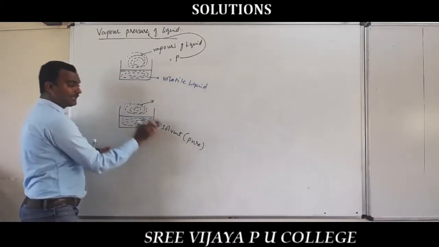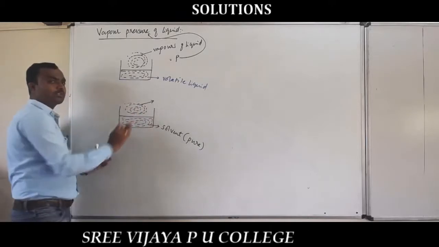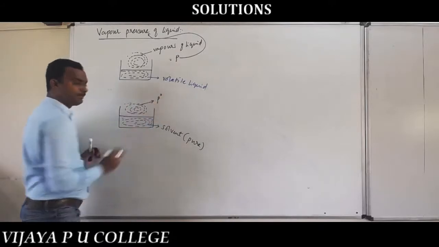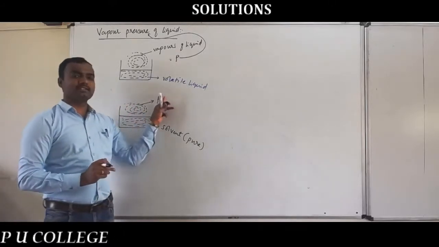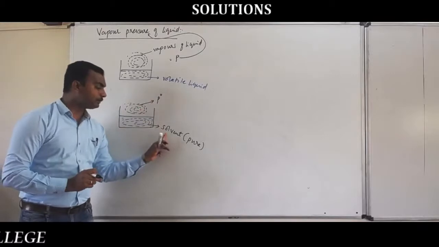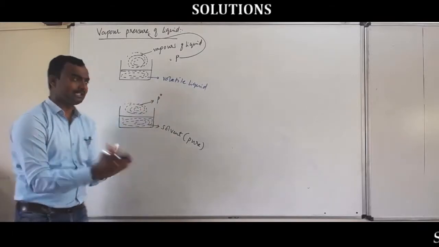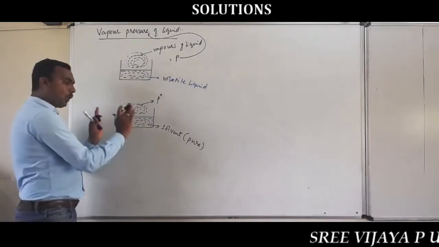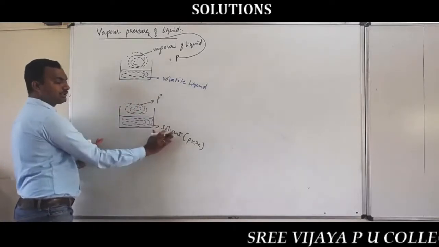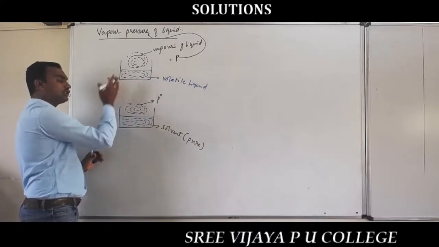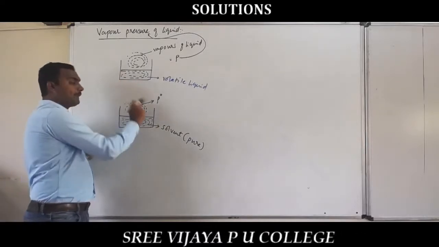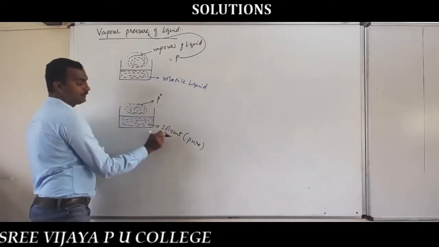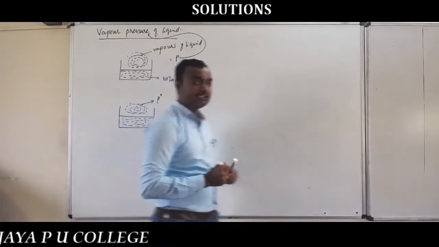The vapor pressure we can take as P naught. What is P naught? P naught is the vapor pressure of the pure solvent. Why is it called a pure solvent? Because I have not mixed any other solute or another volatile liquid with it. I am taking only a pure solvent. In that pure solvent, evaporation happens, and when evaporation happens, vapors come, and those vapors create vapor pressure. That vapor pressure of the pure solvent is taken as P naught.